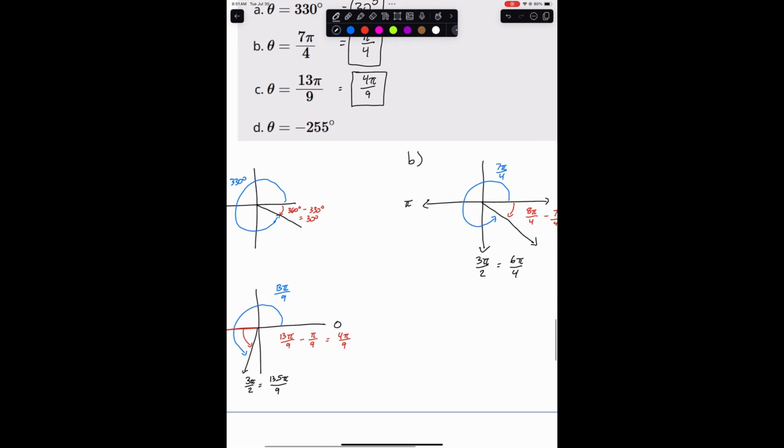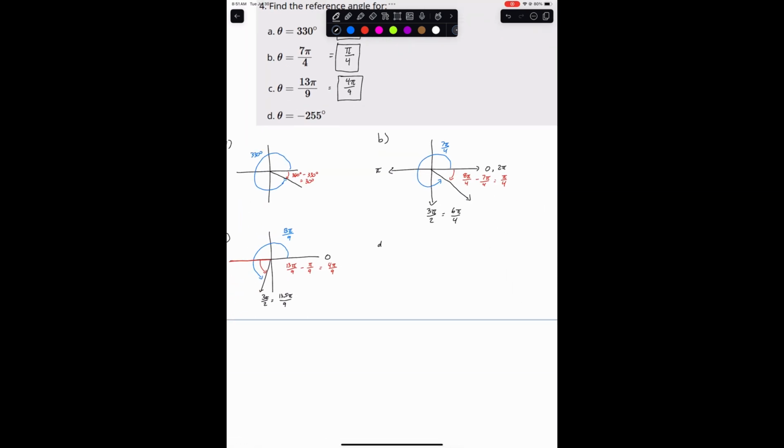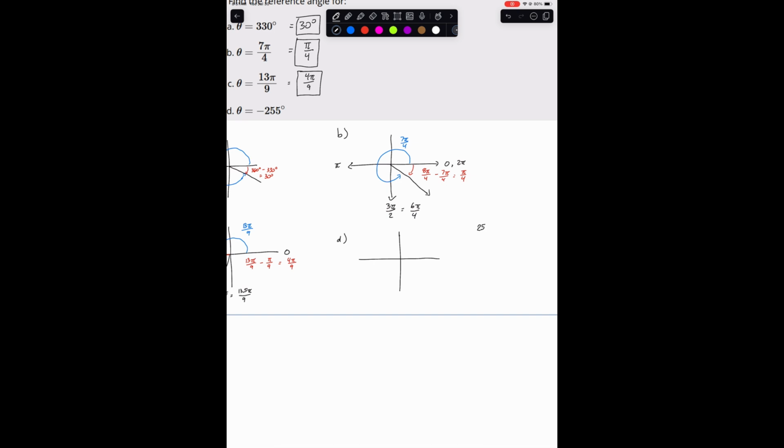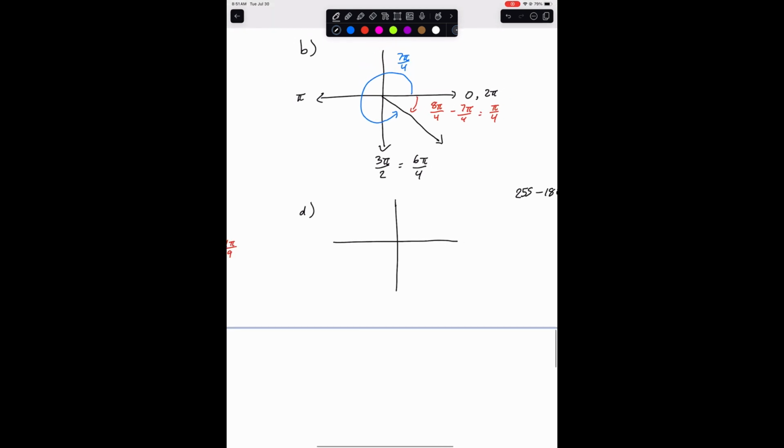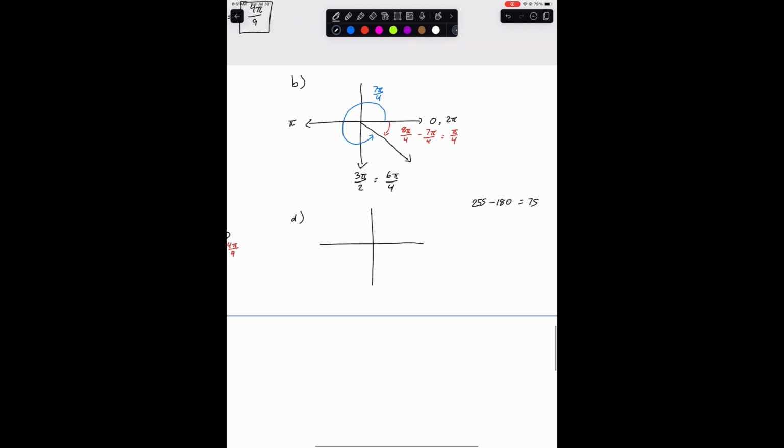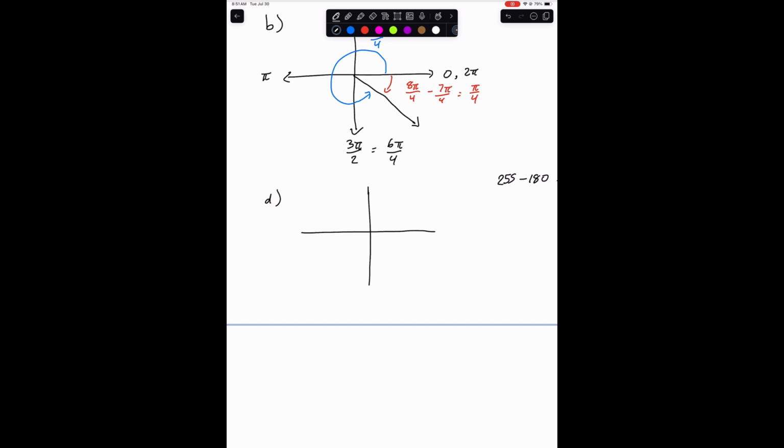Okay. For D, we have negative 255 degrees. So 255 minus 180 is 75. So my reference angle will be like right here. Okay. And my angle this way is negative 255 degrees. Negative 255 degrees.